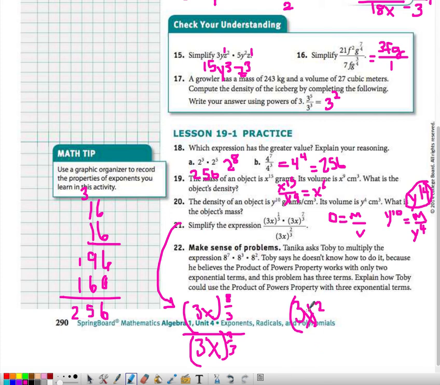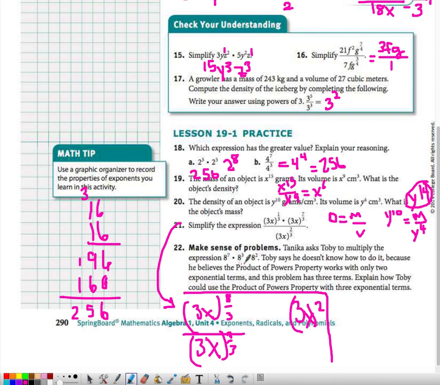So Tanika asked Toby to multiply the expression. So we're going to mark this off so we know that we're working over here. To multiply the expression 8 to the 7th times 8 to the 3rd times 8 to the 2nd, Toby says he doesn't know how to do it because he believes the product of powers property works with only 2 exponential terms. And this problem has 3. Explain how Toby could use the product of powers property with 3 exponential terms.